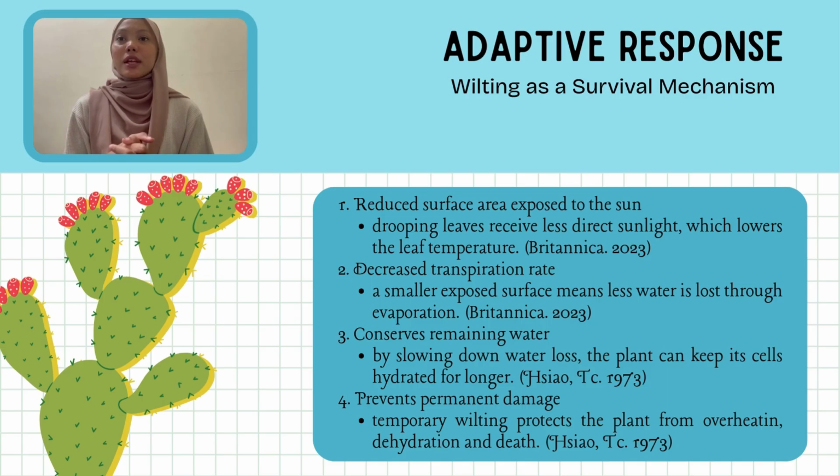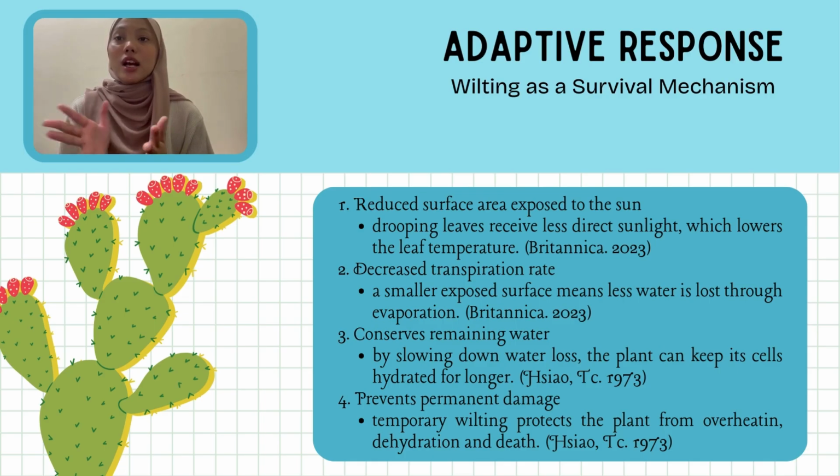Now, I will explain the adaptive response known as wilting and how it actually helps plants survive under harsh conditions. When a plant wilts, the leaves start to drop downward. This may look like a sign of weakness, but it is actually a very important survival mechanism.